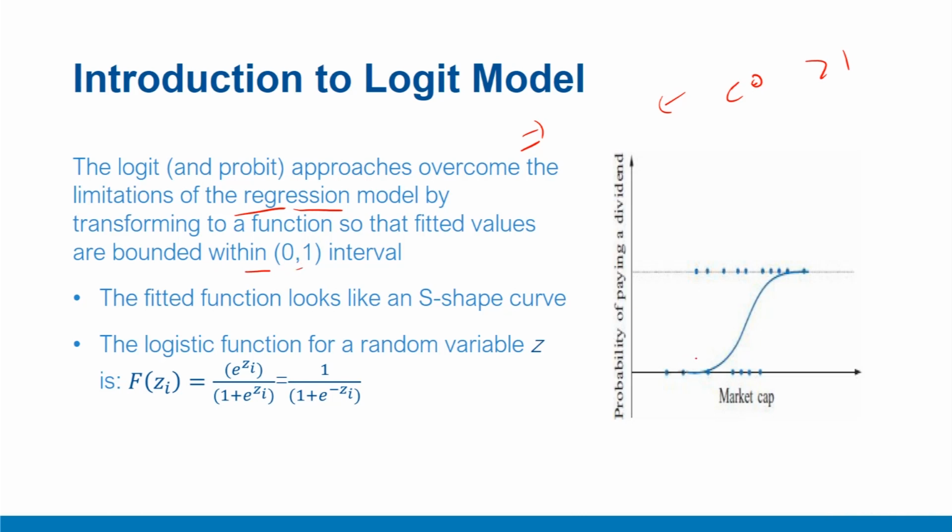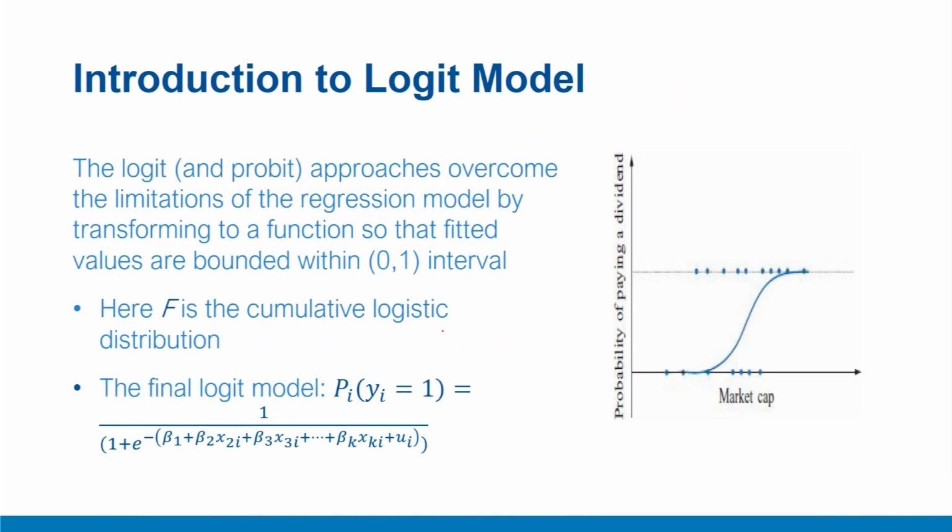And therefore the fitted function as per the logit approach, and also later on as we'll see with the probit approach, looks like an S-shaped curve here, which is bounded on the left side by 0 and on the right side by 1. And the precise function in the case of the logit model, f(zi), is e to the power zi upon 1 plus e to the power zi. We can also rewrite this equation by dividing it by e to the power zi, and it will result in 1 upon 1 plus e to the power minus zi. Let us examine this function in slightly more detail.